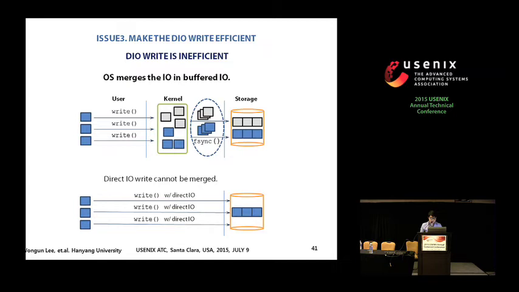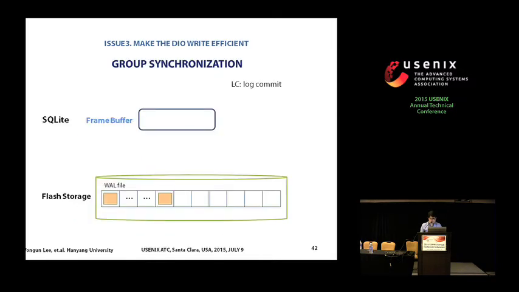The final issue we are going to address is making direct I/O write more efficient and flash memory friendly. In buffered I/O, the OS aggregates the I/Os in its own way to flush them in large chunks to reduce the I/O bottleneck. Otherwise, in SQLite, the individual log commit operations are separately issued to the storage device. We developed group synchronization to reduce the synchronization overhead.